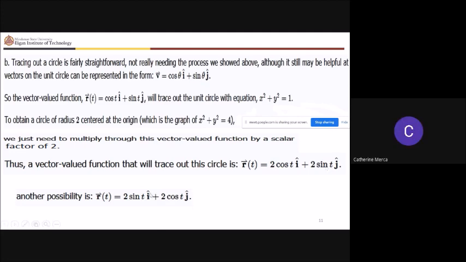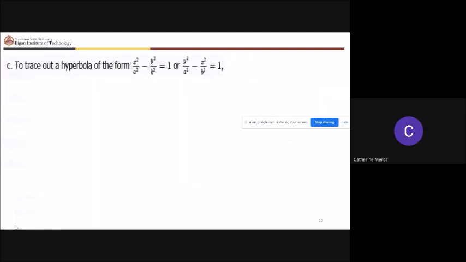So, yung sa hyperbola naman, isa kasi yung letter C. There is a note here that it will trace out the same circle but with the opposite direction. Kasi ito, 2 sine t i plus cosine t j. Ito is 2 cosine t i plus 2 sine t j. Pareha pa rin siya. So, mag-trace out lang siya ng different direction.